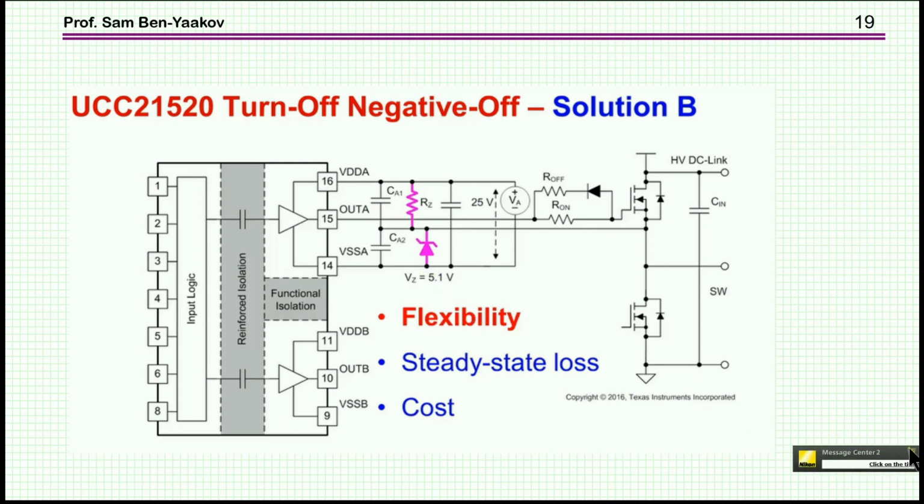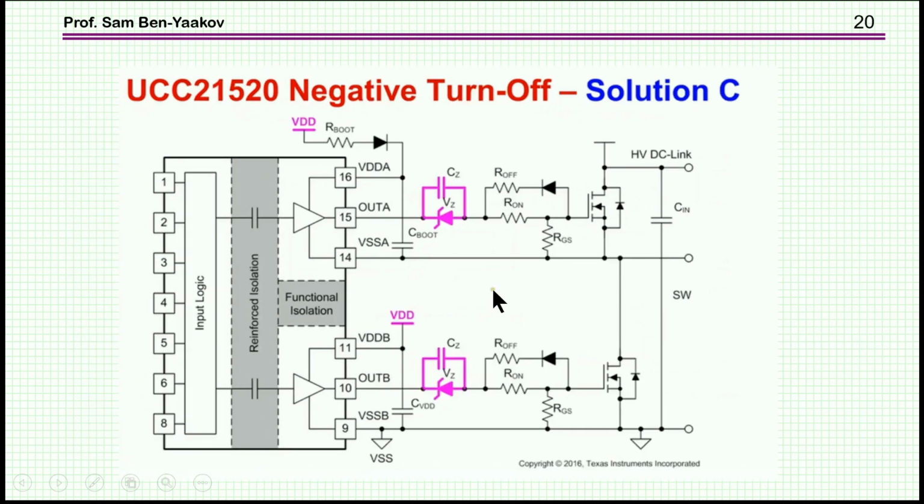Here we see a drive which has a larger resistor for turning on and a smaller resistor for turning off, as I've mentioned earlier. So this is a possibility for a driver that will be supplied by sort of a split source. And here is the example that I've shown earlier.